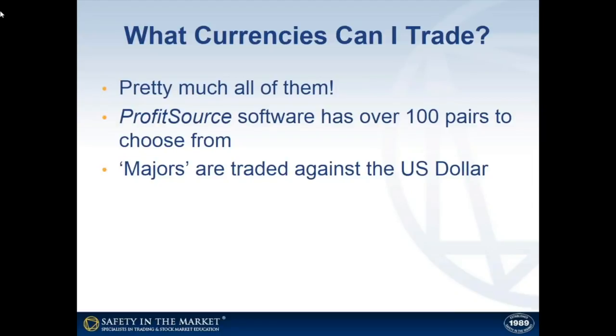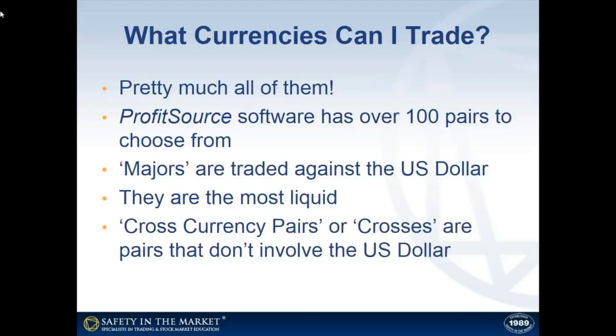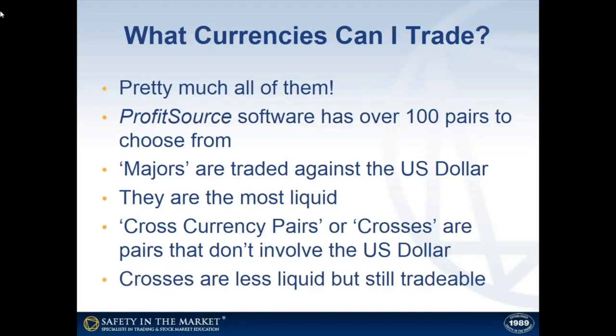So in the majors, the US dollar is always one of those 2 currencies. The majors are the most liquid. Having said that, you can still trade other pairs like the cross-currency pairs, for example. Cross-currency pairs or crosses are where you've got 2 currencies and the US dollar isn't one of them. So you've got majors and you've got crosses. The crosses are a little bit less liquid.